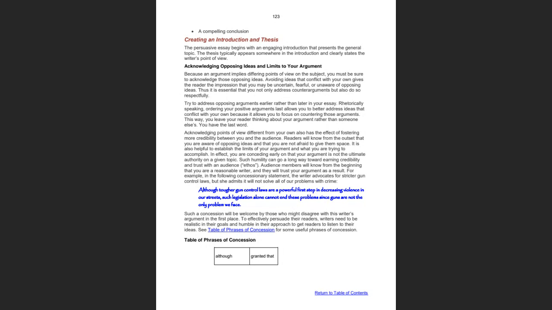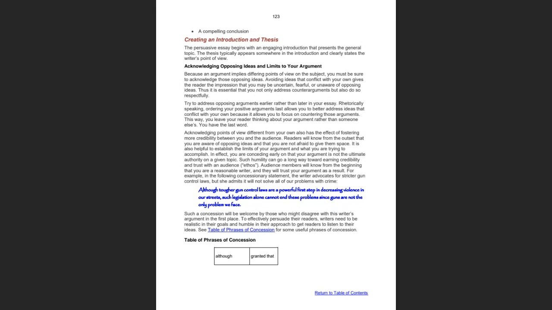Acknowledging points of view different from your own also has the effect of fostering more credibility between you and the audience. This is true. Readers will know from the outset that you are aware of opposing ideas and you are not afraid to give them space. It is also helpful to establish the limits of your argument and what you are trying to accomplish. In effect, you are conceding early on that your argument is not the ultimate authority on a given topic. Such humility can go a long way toward earning credibility and trust with your audience.